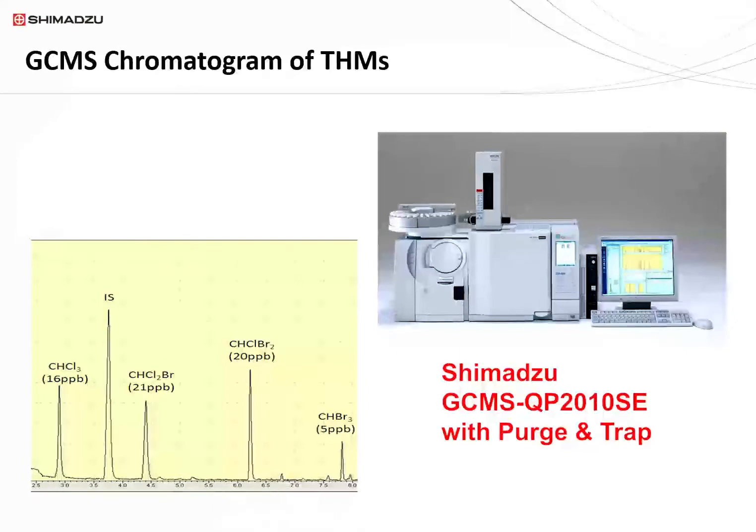The chromatogram shown here is for 4 THMs analyzed on the Shimadzu GCMS with purge and trap accessory. The IS peak is the internal standard used as a reference. Analysis time is about 8 minutes.